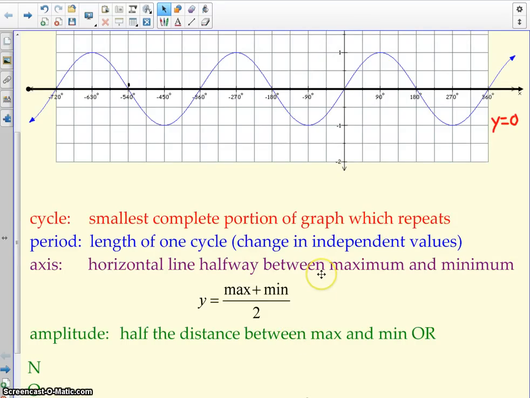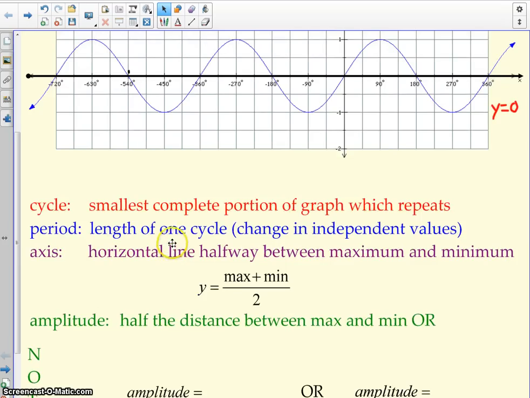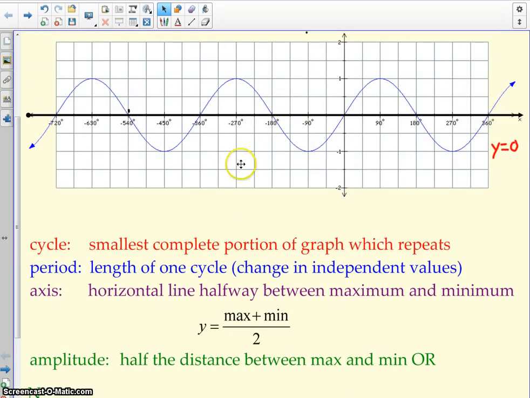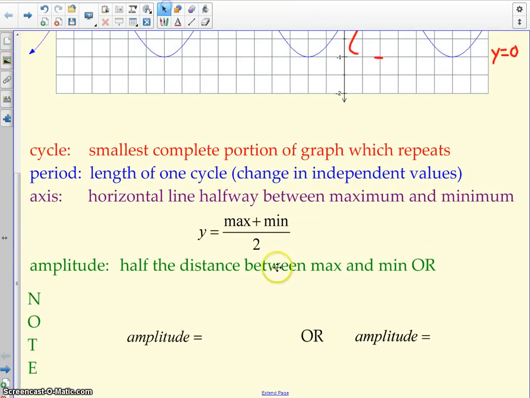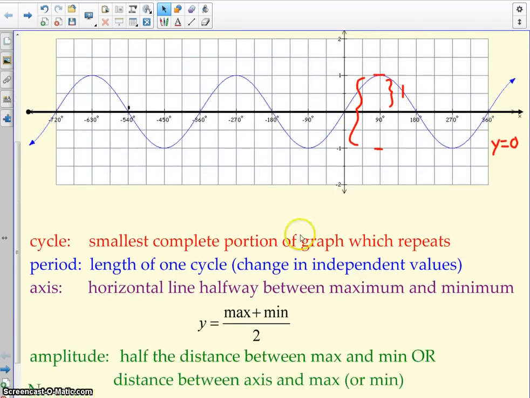Okay. Next definition is amplitude, and there's two ways of looking at amplitude. It's either half the distance between the maximum and the minimum. So looking at the graph here, my maximum is at 1, my minimum is at negative 1. Okay, so that full distance between them is 2, half that distance is 1. So this particular graph has an amplitude of 1. The other way you can define it instead, you can look at the distance between the axis and the max or min. So if the axis is at 0, the distance from the axis to the maximum is going to be 1, or the distance to the minimum will be 1 as well.